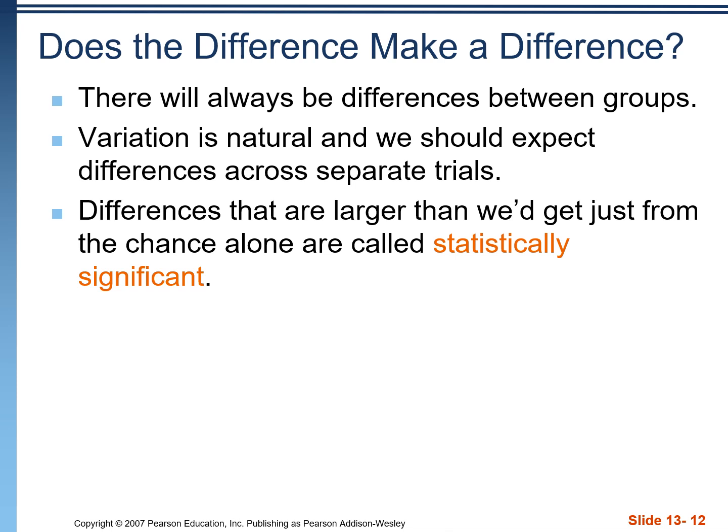So after we've done our experiment and collected our data, we're almost always going to have differences between our treatment groups. This is natural. Variation is natural. We should expect to see those differences. What we're really looking for are differences which are statistically significant. We're going to learn more about what that means precisely as we move a little bit further into the course. But for now, statistically significant differences are just differences that are larger than we'd get from chance alone.